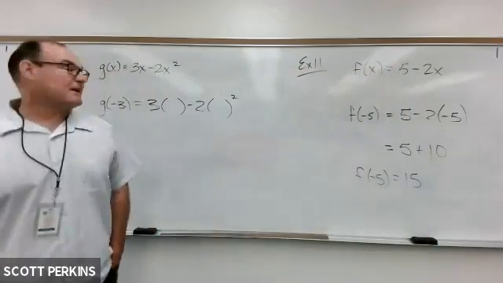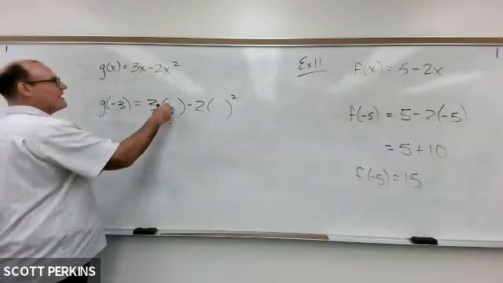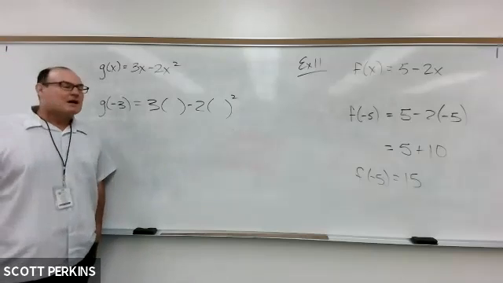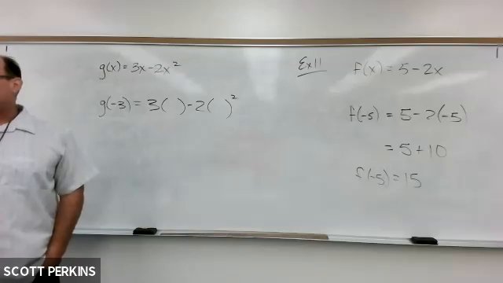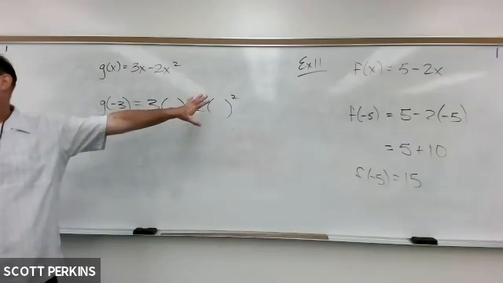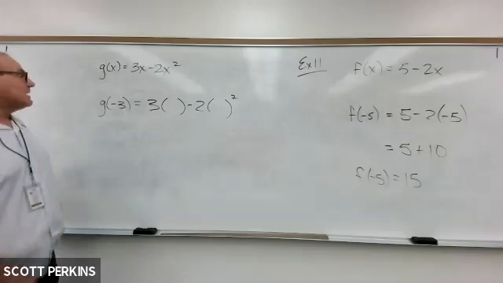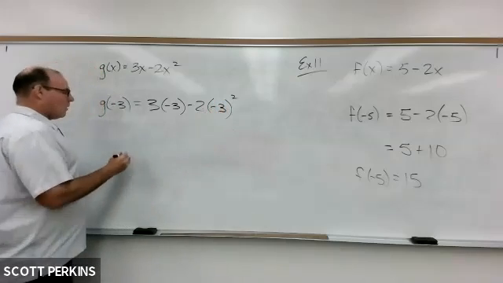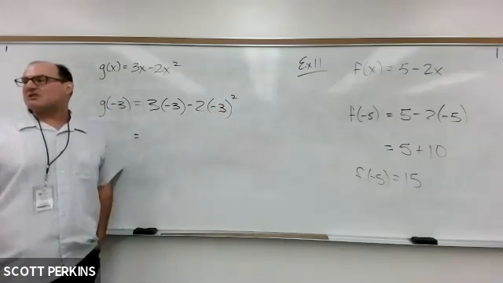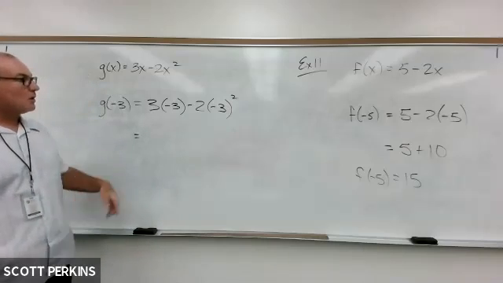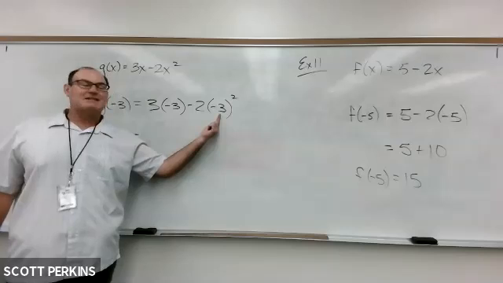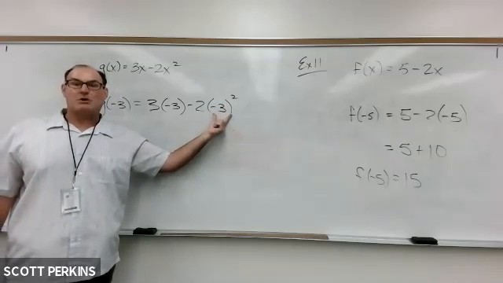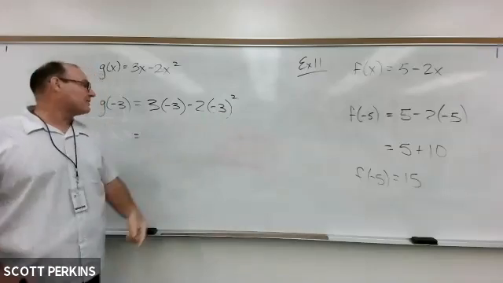G of -3, I've written down my function. Instead of x's, I put parentheses. I picked the -1 here on purpose because sometimes we get a little sloppy with our negatives when we're squaring. So I want to make sure that we've got that down straight. So I'm going to put my -3 in here, -3 here. Order of operations says you always do your exponents first. So what's -3 squared? What should I have right here? 9. So +9 is what you should have right here.